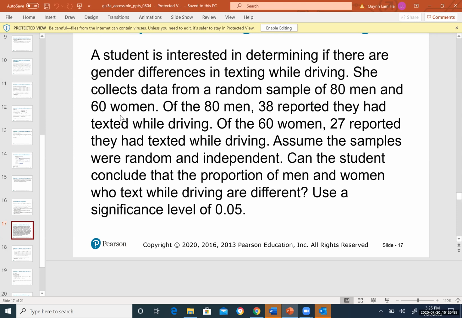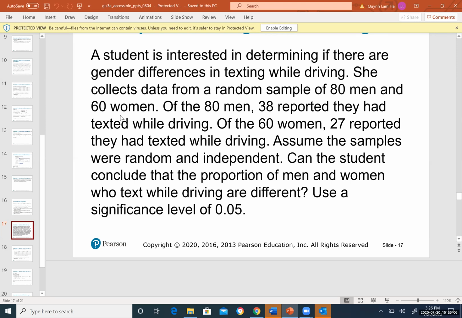A student is interested in determining if there are gender differences in texting while driving. She collects data from a random sample of 80 men and 60 women. So this looks like the sample size for each. We have two groups, men and women, and one will be 80 and two will be 60. Of the 80 men, 38 reported they had texted while driving. So 38 would be the number of successes, right? Divided by 80, you will have p hat 1.